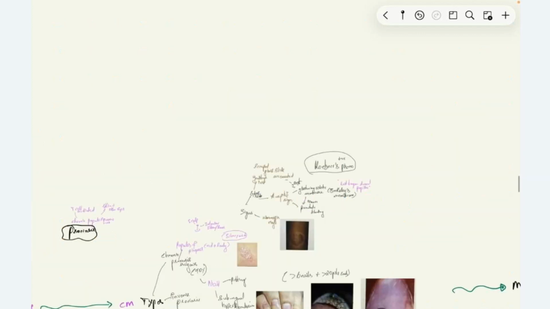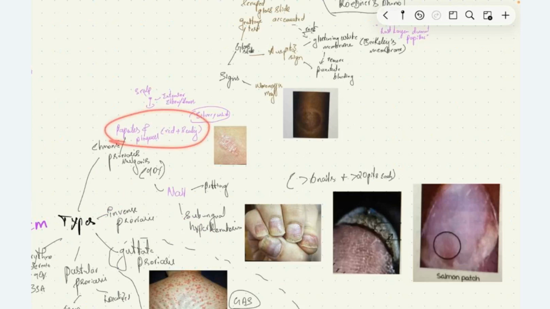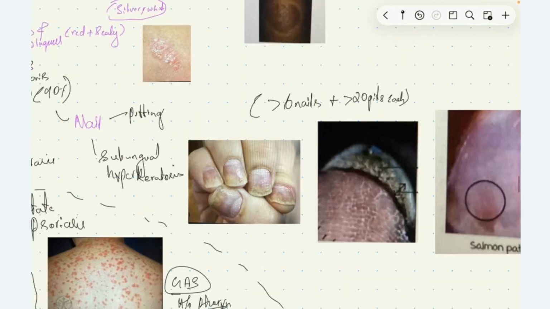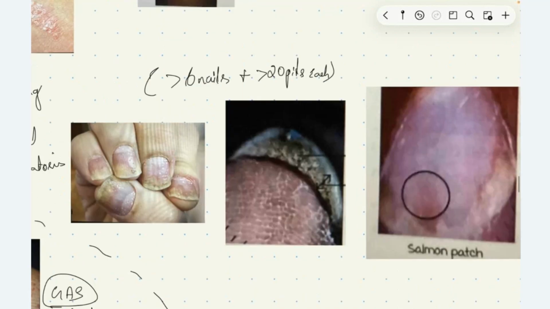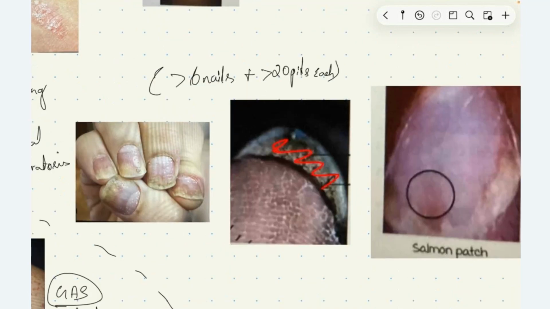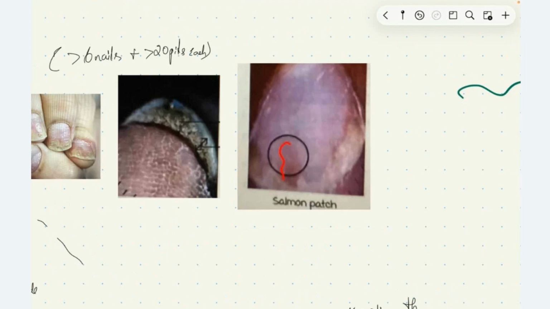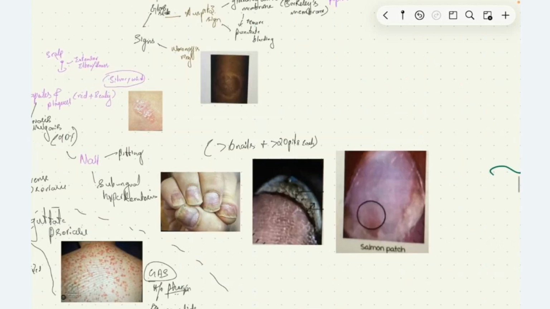So along with the skin manifestation, we have nail manifestation. Those are pitting of nails along with subungual hyperkeratosis. We can see oil drop sign or salmon patch, which is a defect in the nail bed. To call it nail findings positive involvement, we should have at least more than 6 nails involved with more than 20 pits in each nail. If you see only one pit in any other finger, please don't call it psoriatic nail changes.